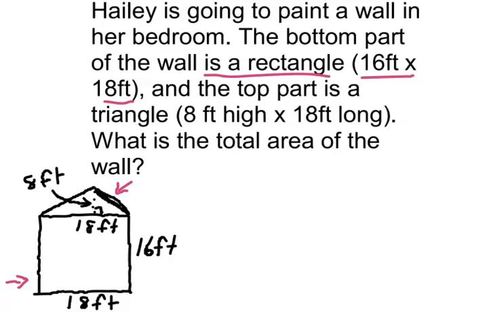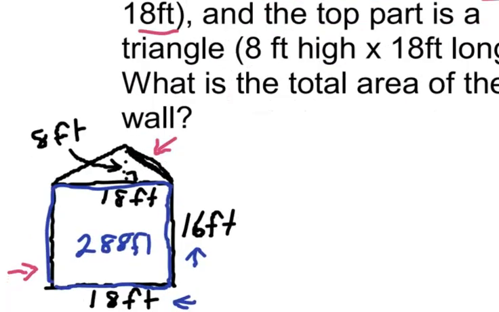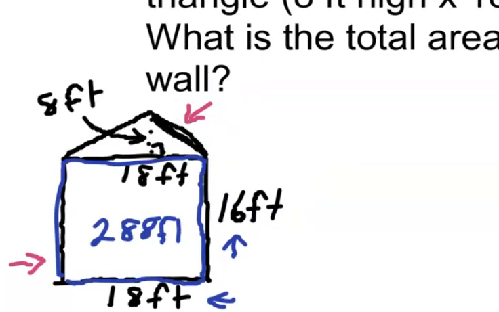All right, so to find this total area, we need to find this part of the wall. Well, we do length times width, or base times height, right? So it's going to be 18 times 16, and that equals 288 feet squared. Okay, so that is the rectangular part.